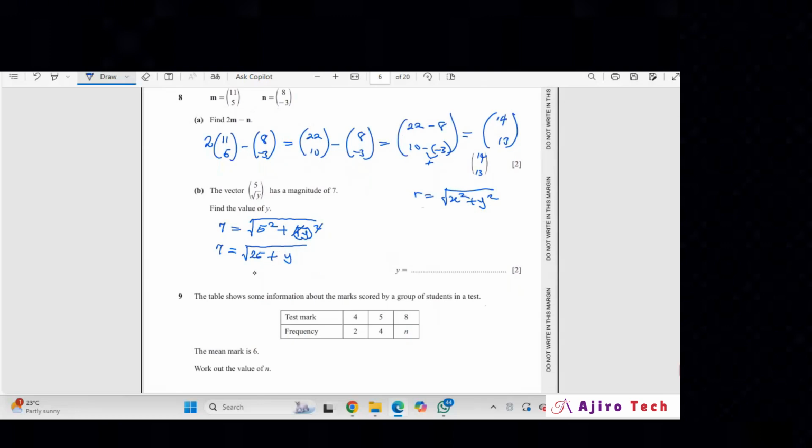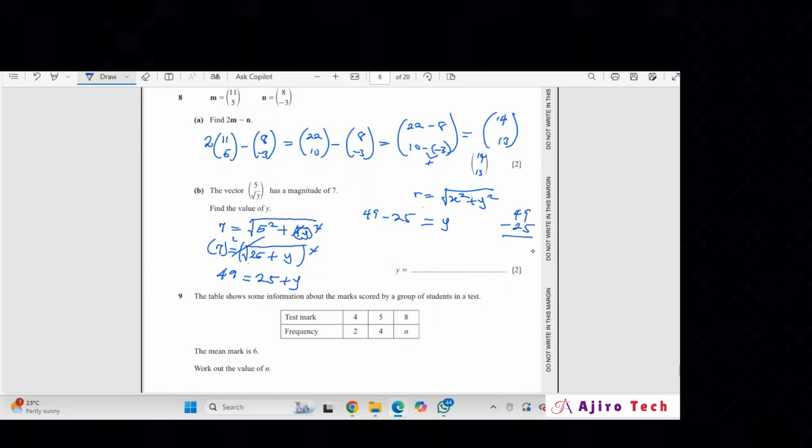That is just simple then. So from here, you can square both sides. If you square both sides, this one cancels this. You are going to have 49 is equal to 25 plus y. We're looking for y, so it will be 49 minus 25 is equal to y. So you just do 49 minus 25.